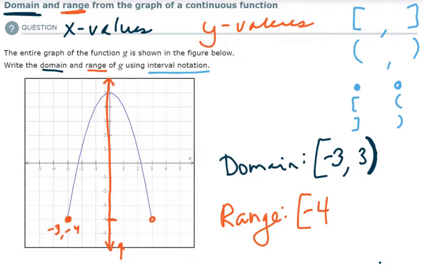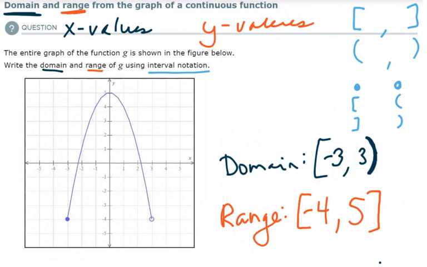Looking upwards, we see that the function keeps going and has y values all the way up until we hit 5. And it actually hits that value 5, so 5 is included. So we use closed brackets to represent that range. So this is how, for this function right here, we represent the domain and the range in interval notation.